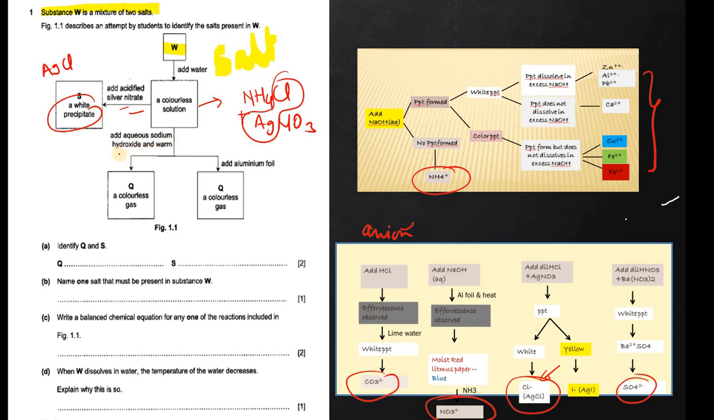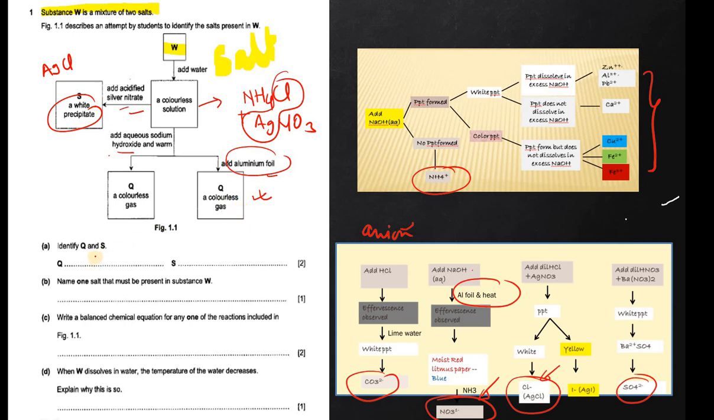Add aqueous sodium hydroxide and warm it. When you put aqueous sodium hydroxide and warm it, and you find a colorless gas, when you add aluminum foil, the gas is colorless. It means when they use the aluminum foil, aqueous sodium hydroxide and warm it, you're talking about the presence of an ion which is called nitrate ion, which is very important: add NaOH, aluminum foil, and heat it. So our analysis is complete.